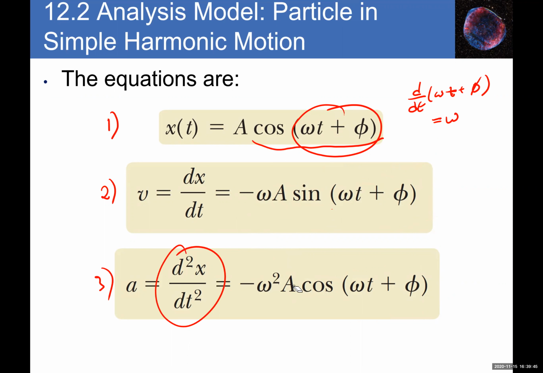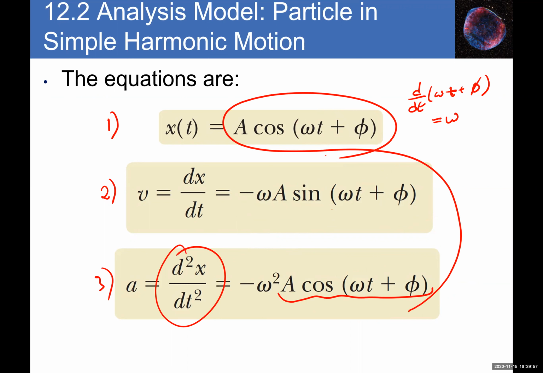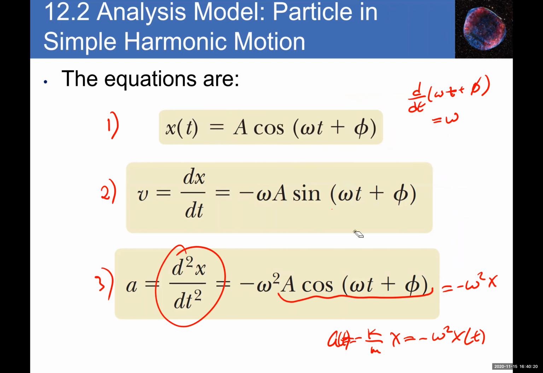Now, one thing we can do here is recognize one simple fact. See, a equals negative omega squared times a cosine omega t plus phi. What is a cosine omega t plus phi? Well, that is just x. That means it equals negative omega squared times x. Didn't we just start with this? Remember, a equals negative k over m times x. And then we said k over m is just omega squared. You can see, right? But this is now both of them as a function of time because they change with time. Those are our three equations of motion.